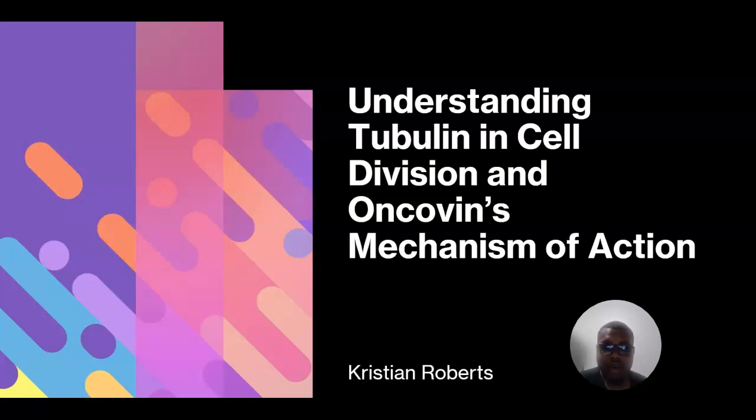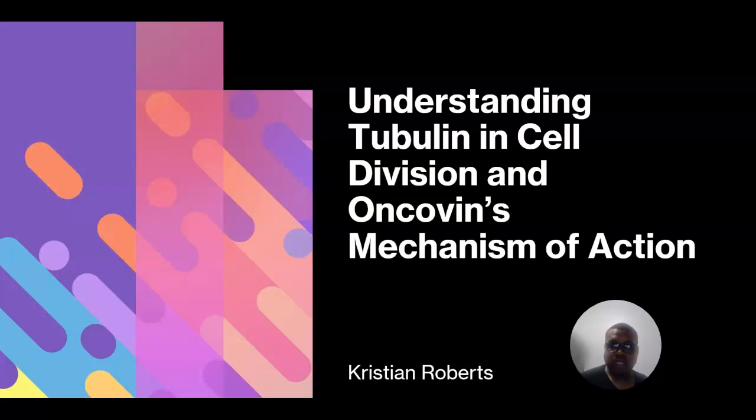I'm back with another video, and today we are going to be discussing understanding tubulin in cell division and Oncovin's mechanism of action. So we're talking about the activity of the tubules within the cell and what Oncovin's job is regarding cancer. Oncovin, in other words known as vincristine, is basically an antibiotic drug that is used for chemotherapy. And what it does is stop or slow down cancer cell growth.